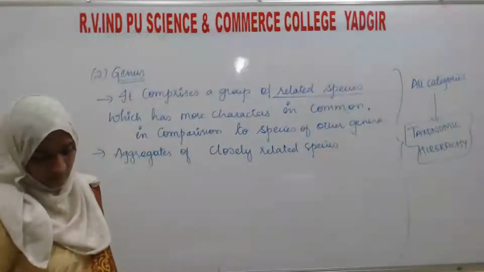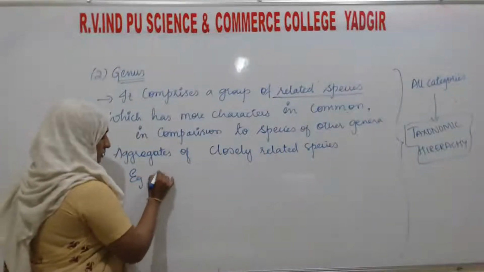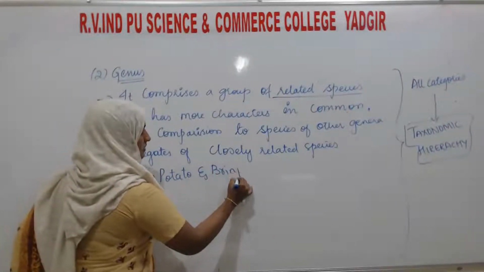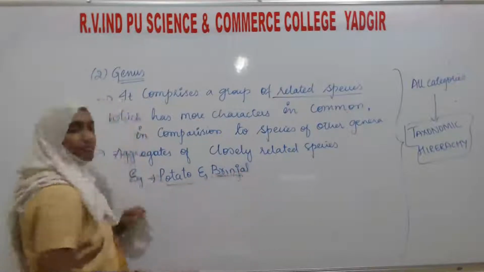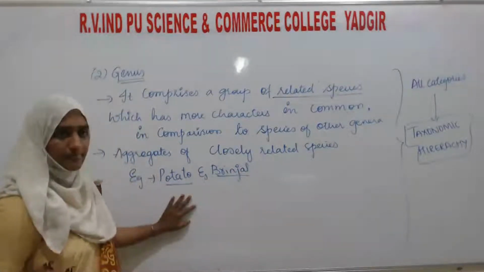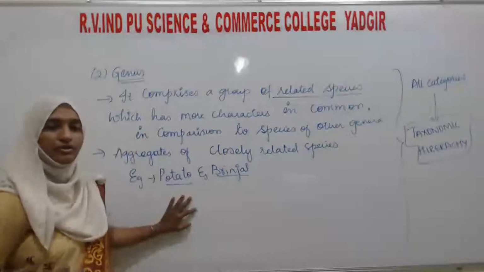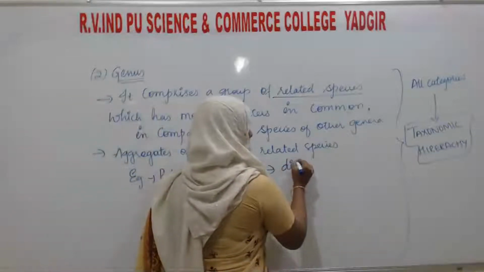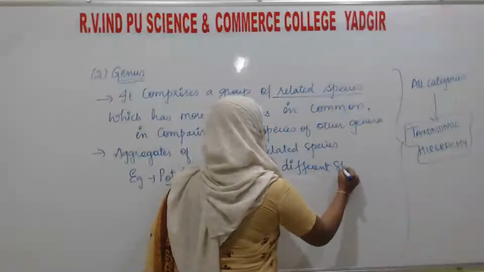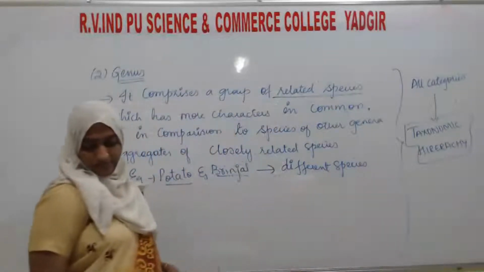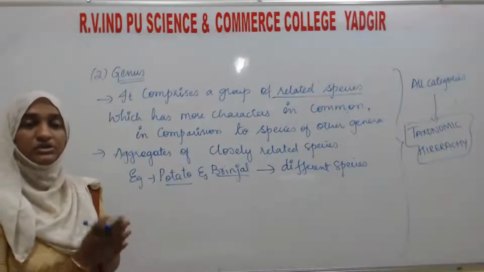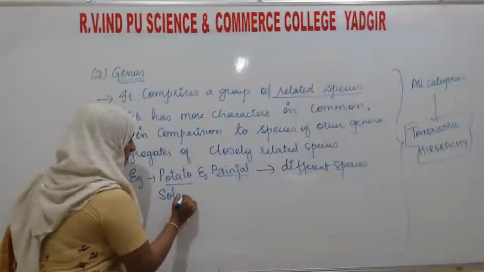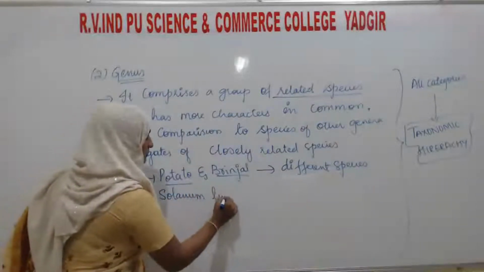For example, potato and brinjal. Potato and brinjal are different species: Solanum tuberosum and Solanum melongena. They belong to different species, but both belong to the same genus. Here you see Solanum tuberosum.